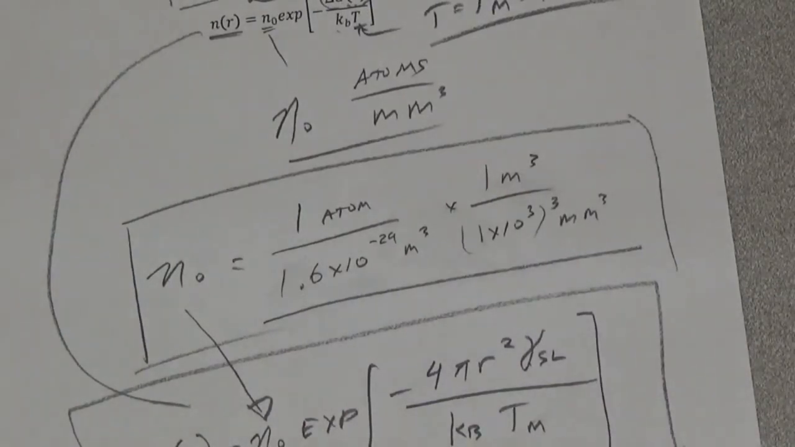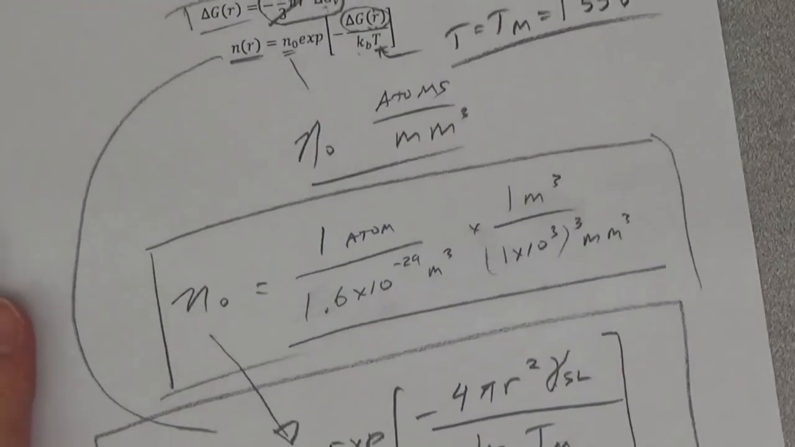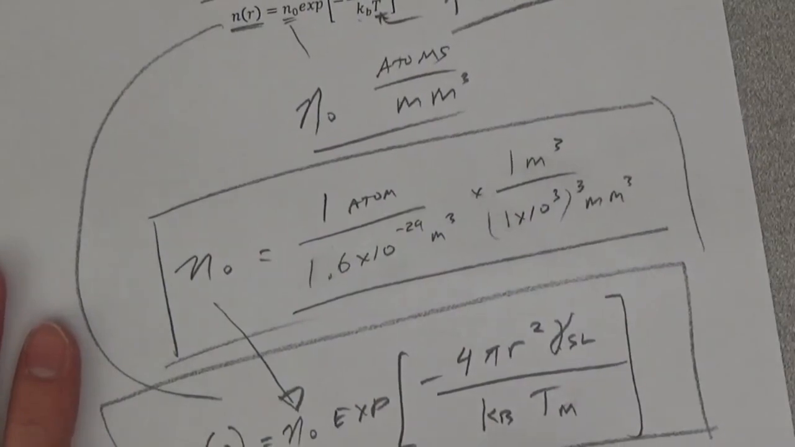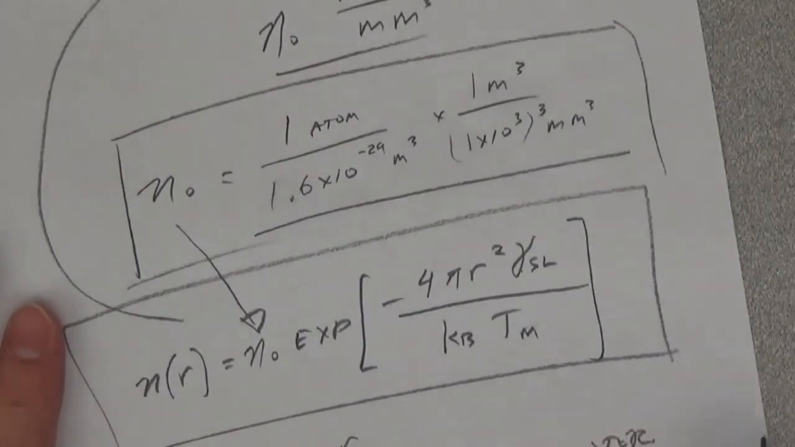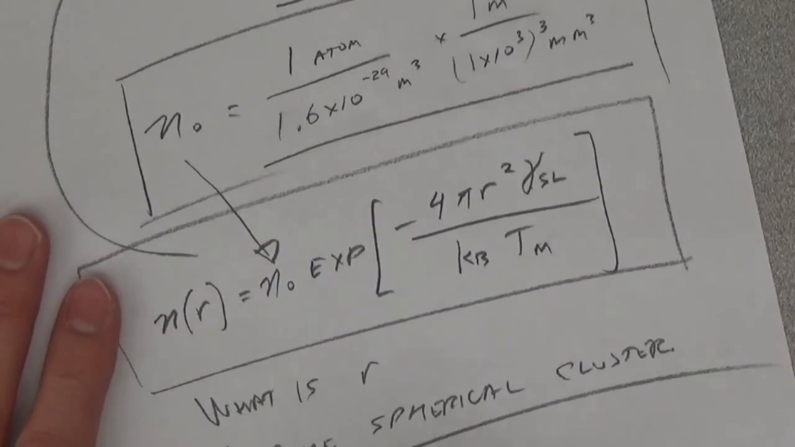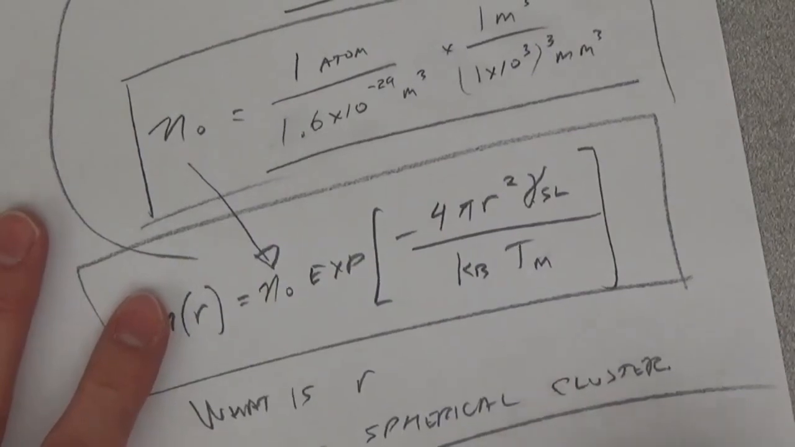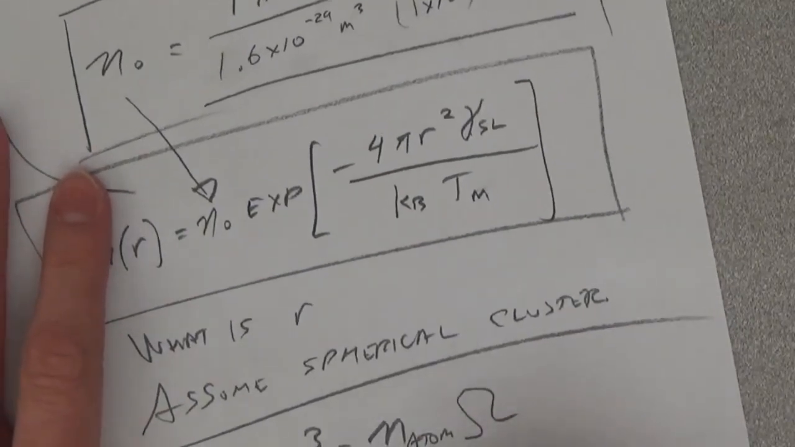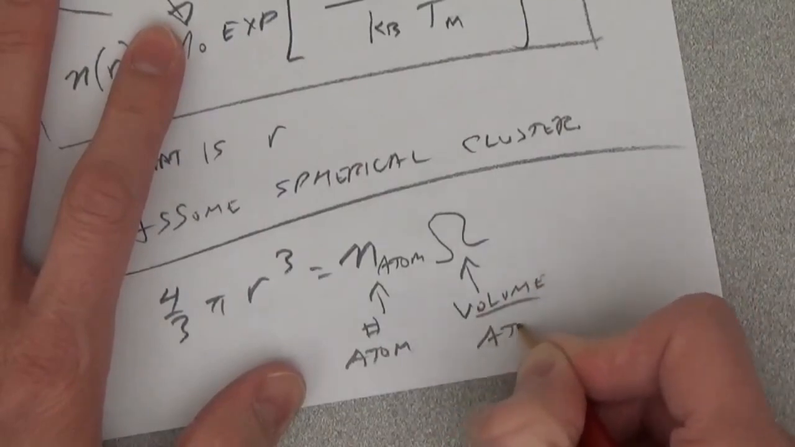So the next question is, what is R? If we assume a spherical cluster, then 4/3 pi r cubed is equal to n, the number of atoms in the cluster, times omega, which is the volume per atom.